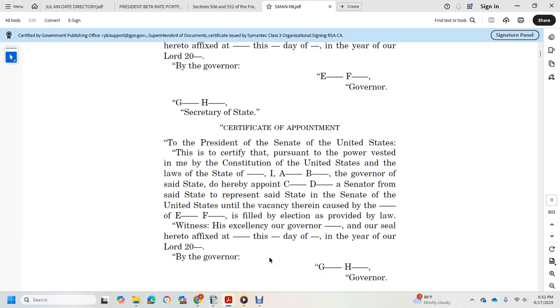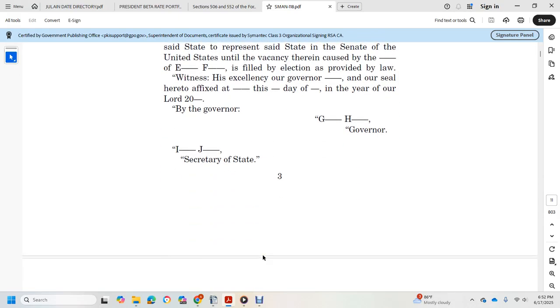Witness: His Excellency the Governor, and our seal hereto affixed at blank, this blank day of blank, in the year of our Lord blank, by the Governor and the Secretary of State.